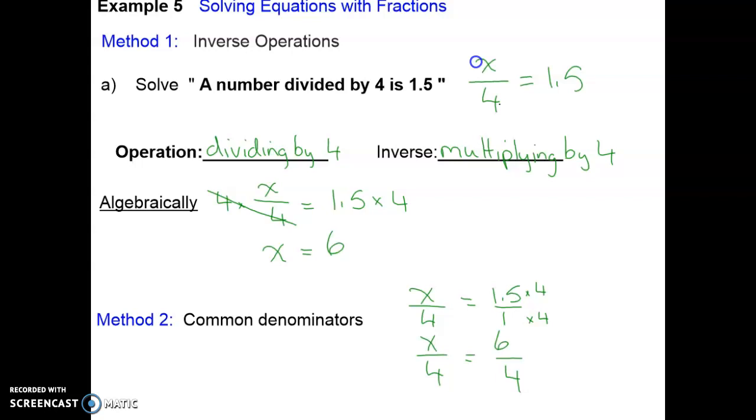Because the denominators are the same, we can cancel them out, and that leaves us x equals 6. So the same answer as the other method.